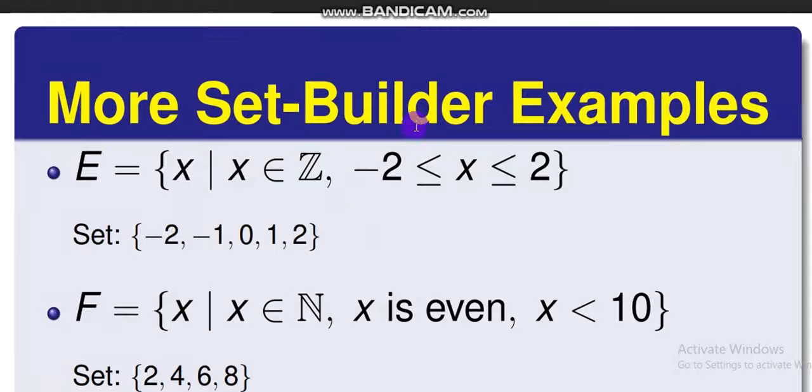Oh, we got more examples. Here are more set builder examples.